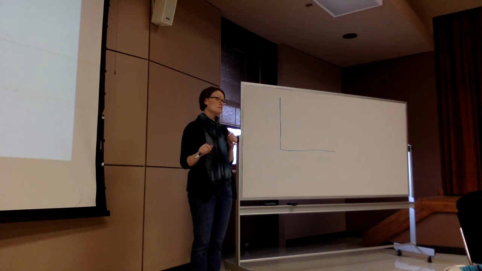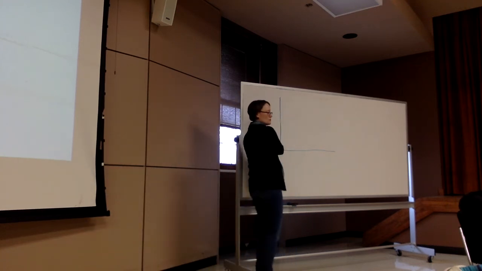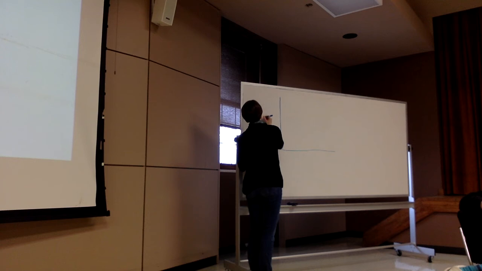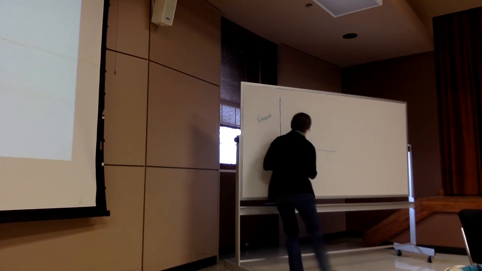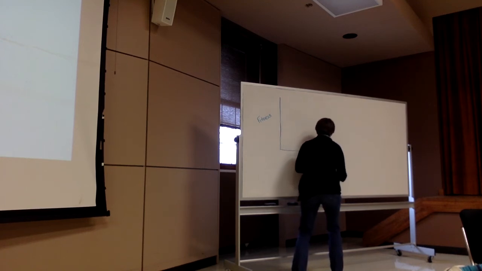What are the components of your evolutionary fitness? You have to survive, but that's not enough. You have to reproduce, right? So you have to have some component of fitness over here. Okay. And on the x-axis, you have phenotype.